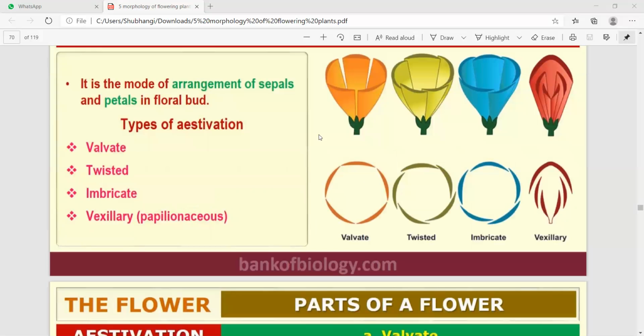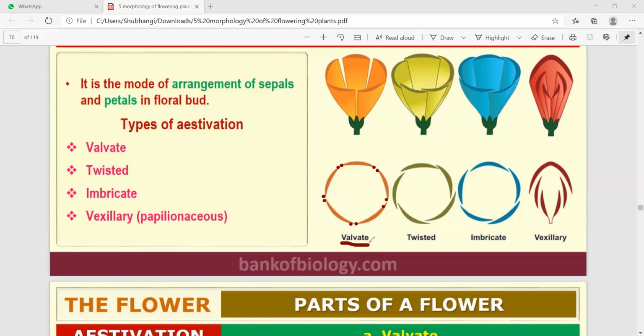If I look at it from the top, or take a transverse section, the valvate estivation will look like this, twisted would look like this, imbricate would look like this, and vexillary would look like this. Let us roughly understand and then see each one in detail. In valvate, each member is connected end to end, from one corner to another corner. This type of estivation is called what?